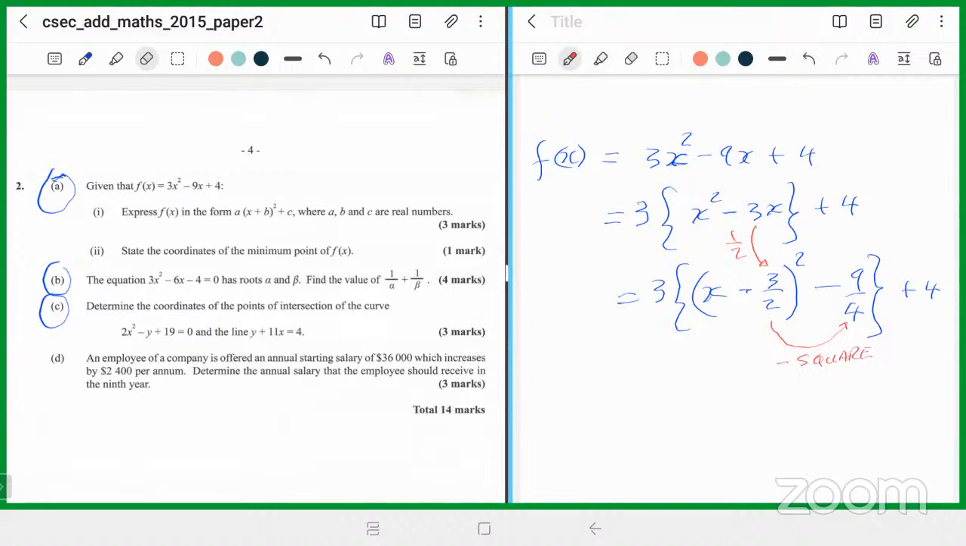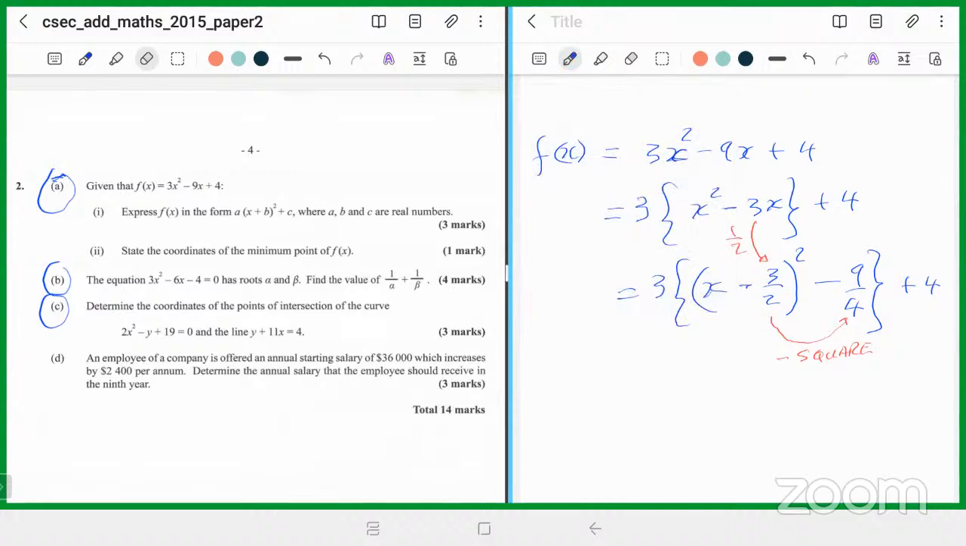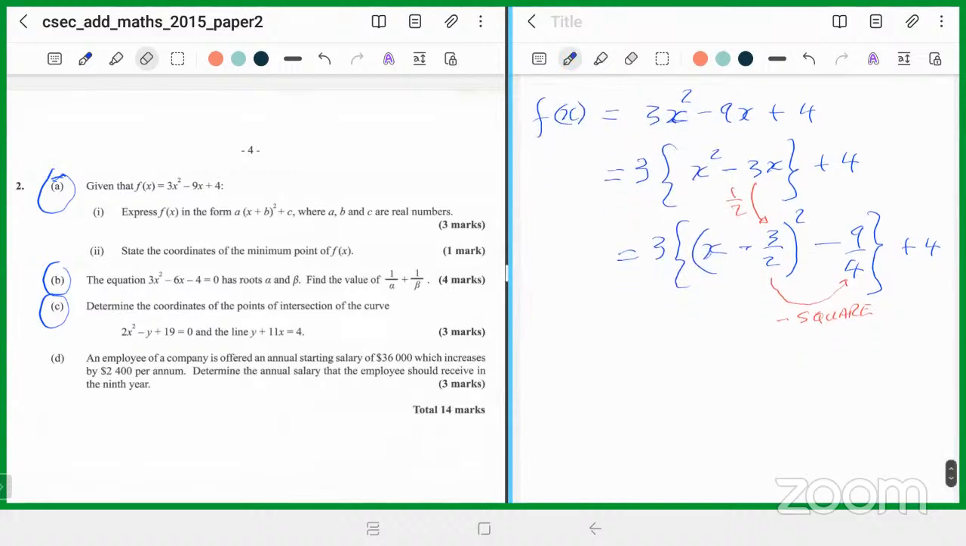That's completing the square. I'm not going to write that thing in red anymore after this. You must get it now, if you didn't get it before. I know most of you know already too, but I'm still acting as if you don't know.